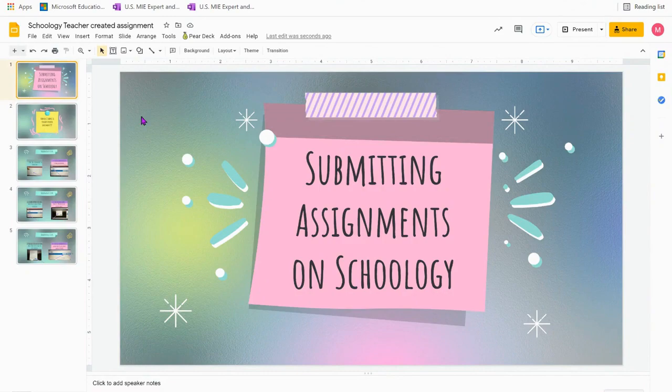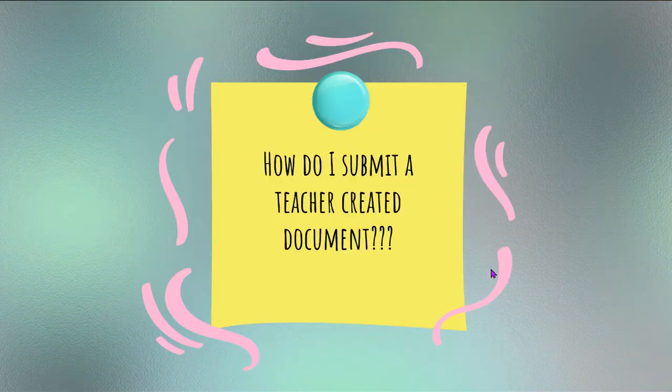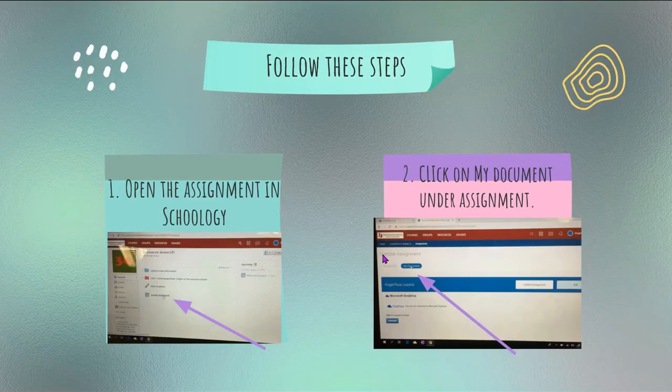So sometimes you'll need to submit assignments on Schoology, and there'll be 2 ways that you might do that. So one might be when we've created the document for you and given you your own copy of it. And in order to submit those documents, you need to open the assignment in Schoology, and then you'll need to select, it'll say assignment, which will have the information, but you'll have to select my document in order to see the copy of the document.